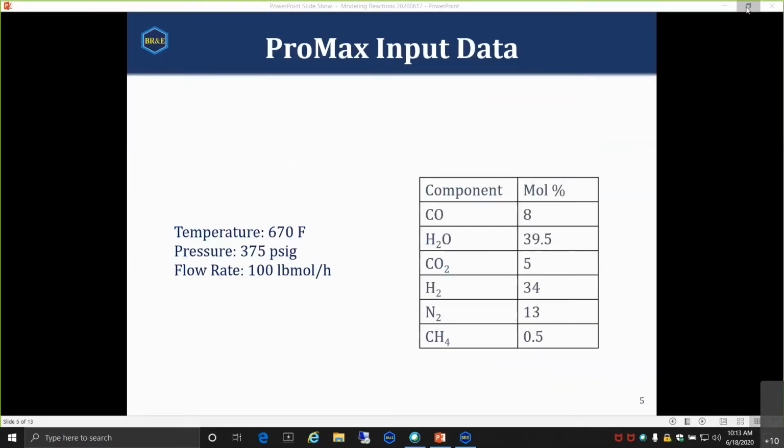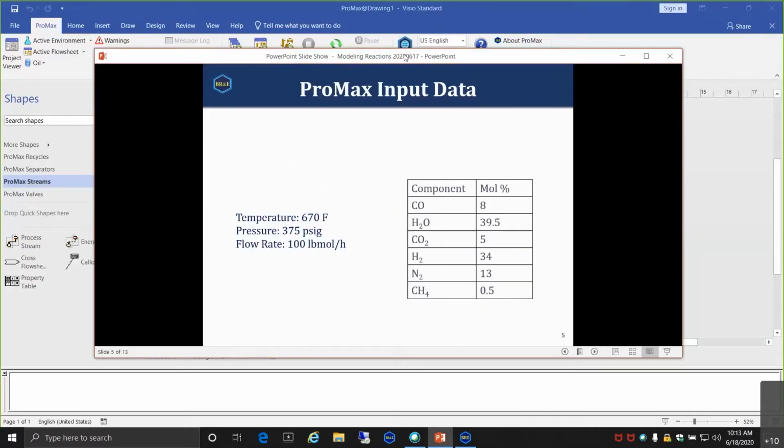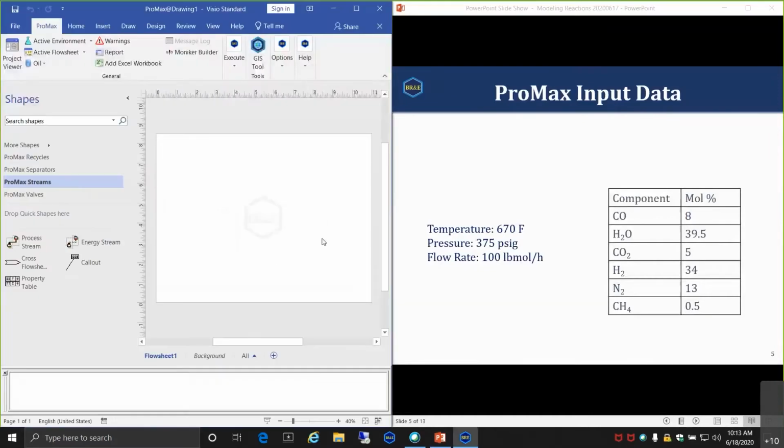We're going to take this as our data. So I'm going to move this over here. So there is our starting data. Here we have a blank ProMax project.